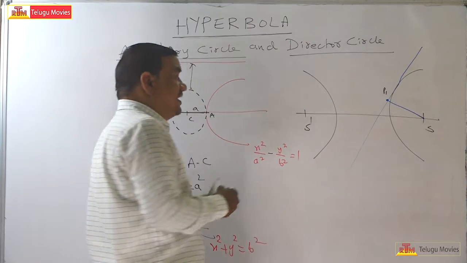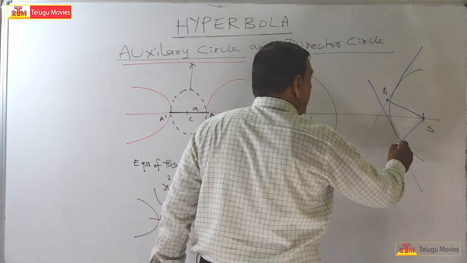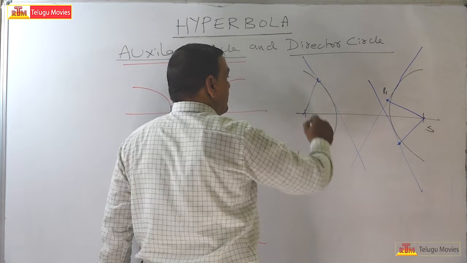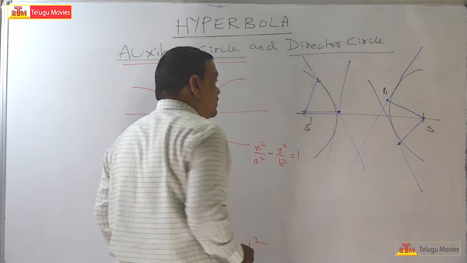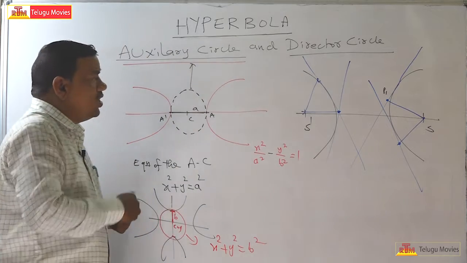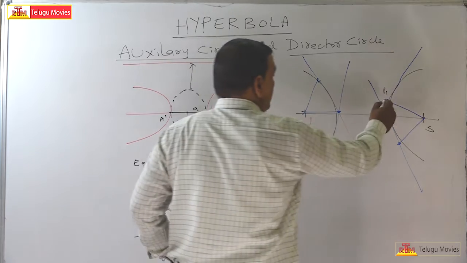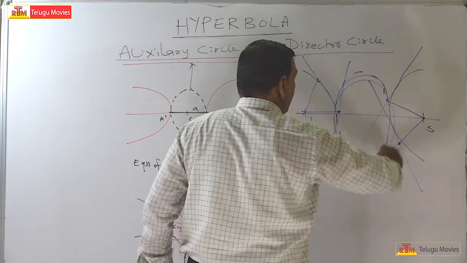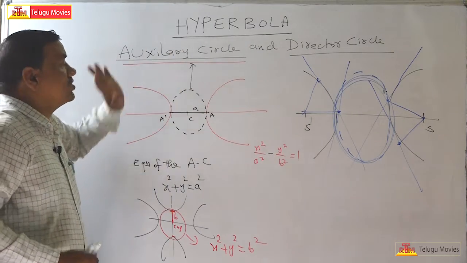Let us draw another tangent, and let this be the foot of the perpendicular. Let us draw another tangent, and this is the foot of the perpendicular. Let us draw another tangent. All these feet of the perpendiculars will be on a circle. That circle is called the auxiliary circle.